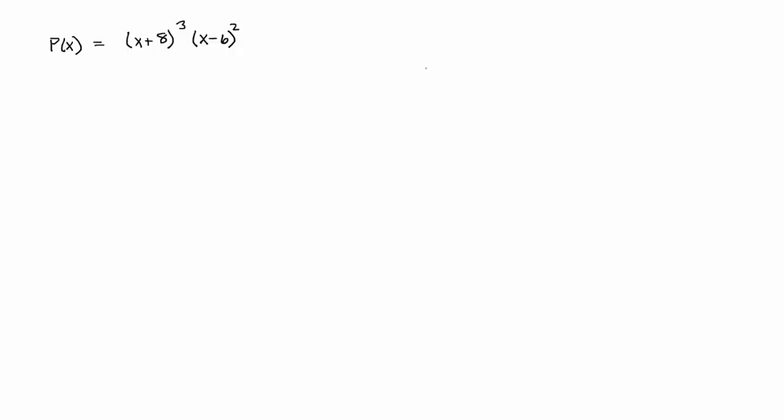So here, if we want to know the degree of the polynomial, we have to think about if we were to multiply all this out, what would be the largest degree of x? And here we have x cubed, and then we'd have x squared, and x cubed times x squared is x to the fifth. So we have a fifth degree polynomial.